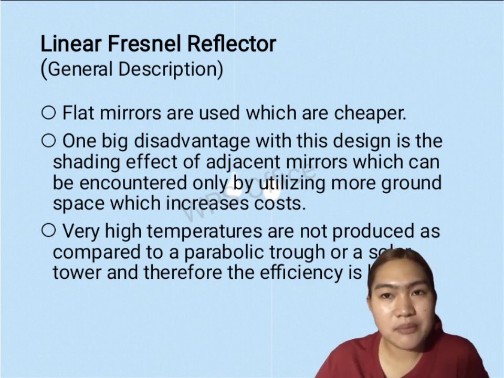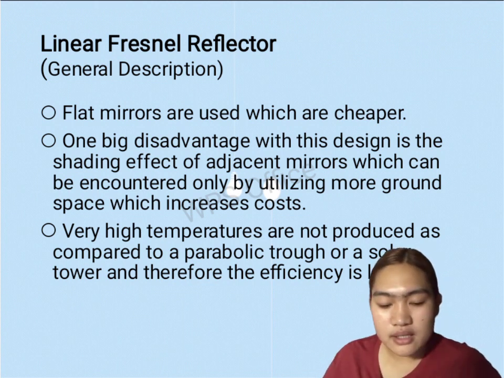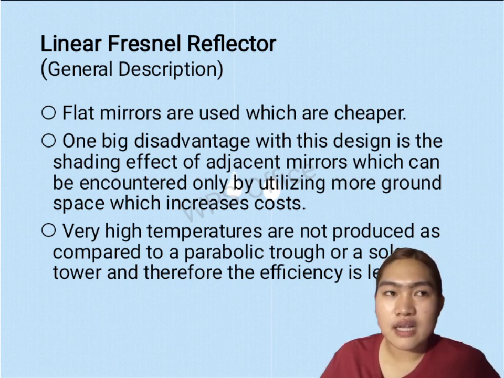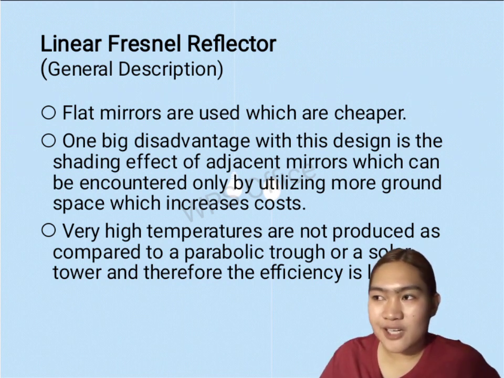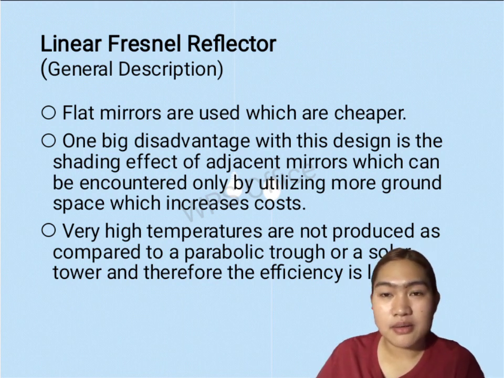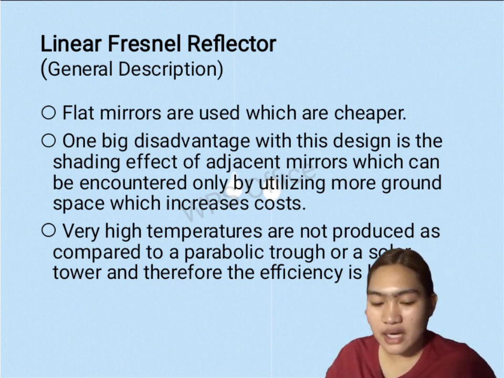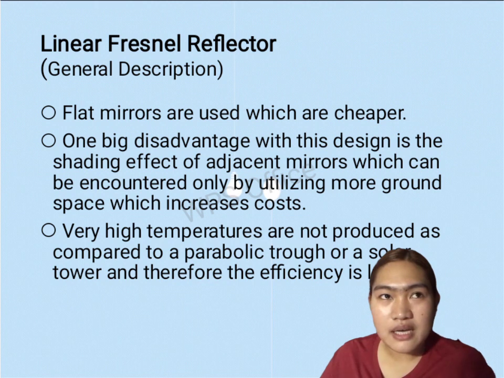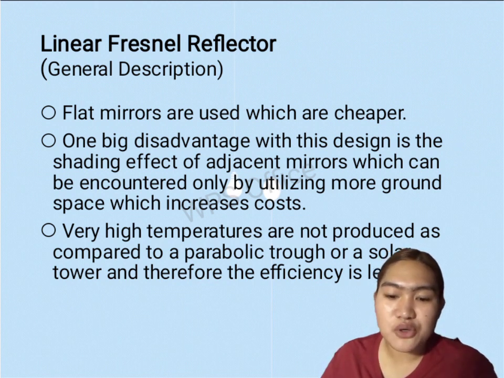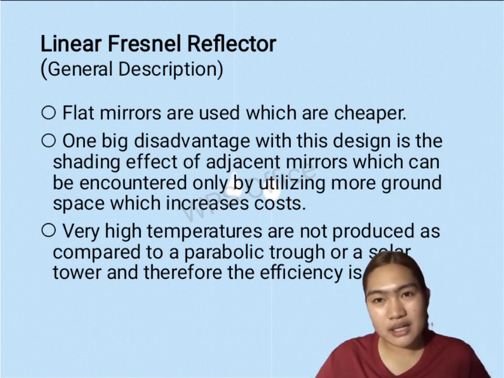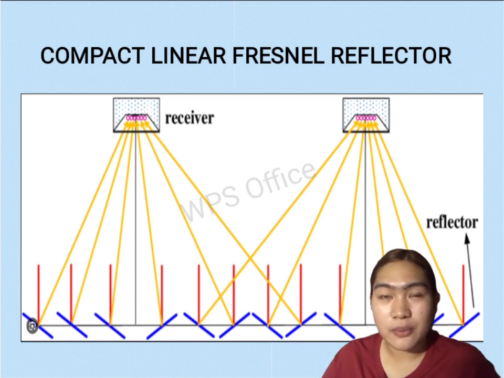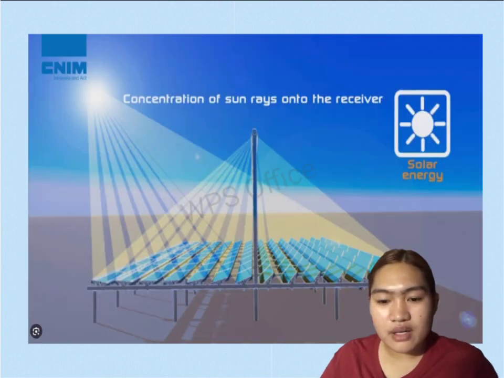So, dito nga dahil flat mirrors yung ginamit wherein it is way more cheaper than the rest na ginamit sa ibang type ng solar power plant. Dahil nga cheaper yung ginamit sa kanya, syempre, ini-expect mo na hindi rin ganun kaganda yung mapoproduce niya. Hindi siya nakakapag-produce ng sobrang taas na init o sobrang init dahil nga ang ginamit sa kanya is cheap product.